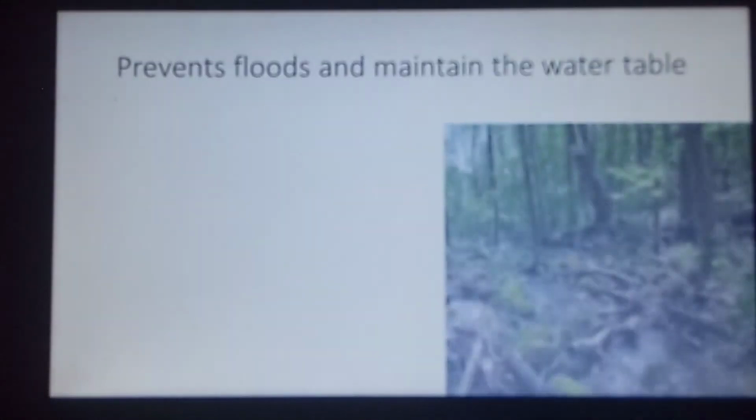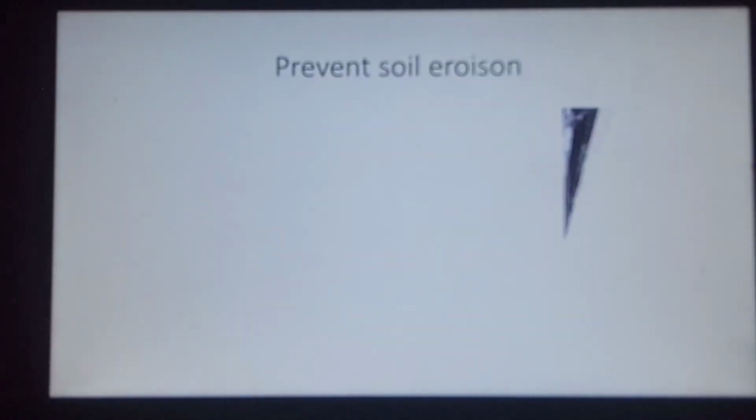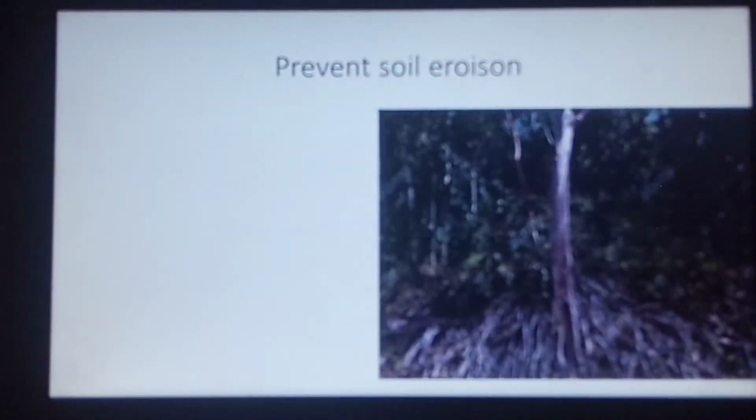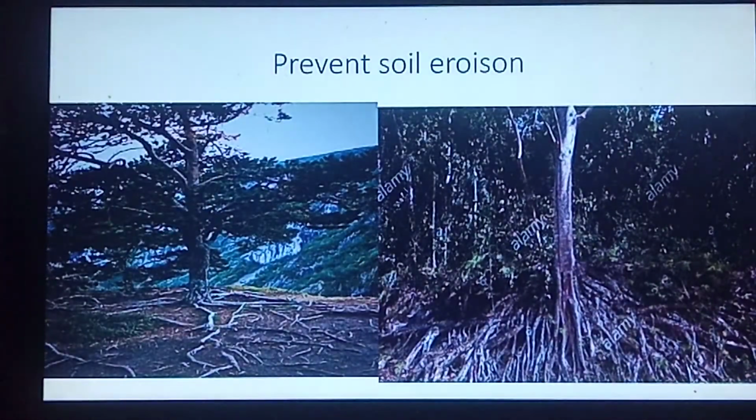Prevent soil erosion. The roots of the plants bind the soil particles together and prevent the soil erosion and thus maintain the fertility of the soil. Soil erosion is also prevented because raindrops do not fall directly on the forest floor with full force.